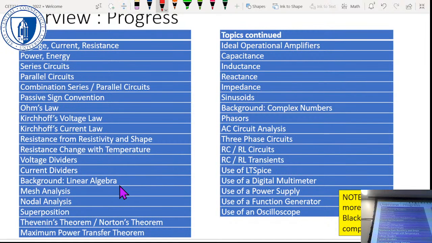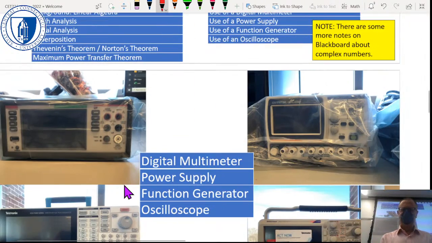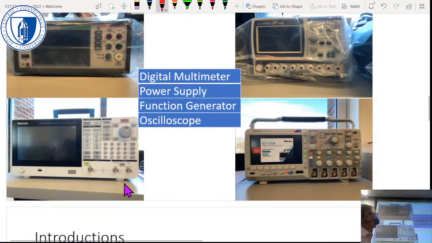Okay. Still going through this? Oh, there we go. I came in and got some pictures of the equipment earlier. So there's our power supply, there's our oscilloscope, there's our function generator, and there's our multimeter. Okay.